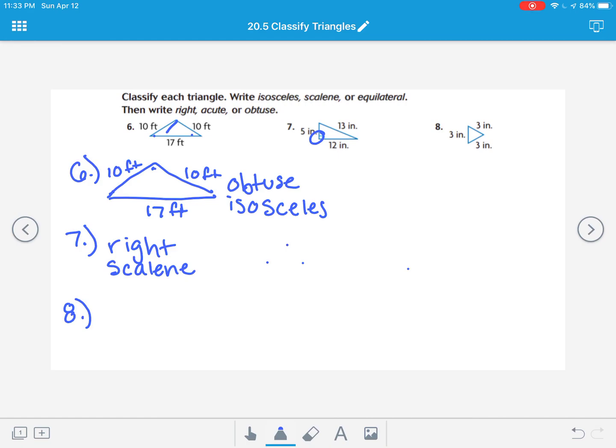Then number 8, I see all of the inner angles are very small. They're less than a square angle or a right angle, so that makes it acute. Looking at the outsides, we have 3, 3, and 3, which makes it equilateral because all of the sides are the same.